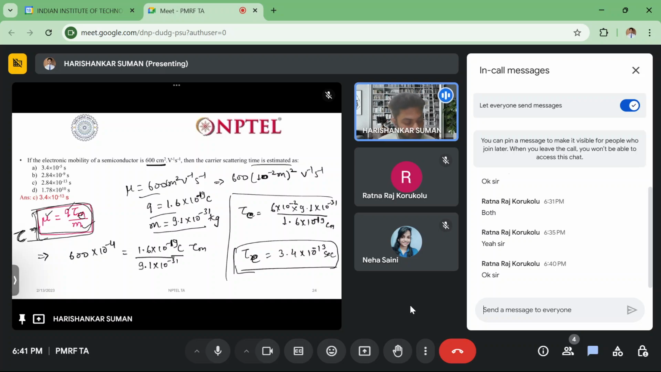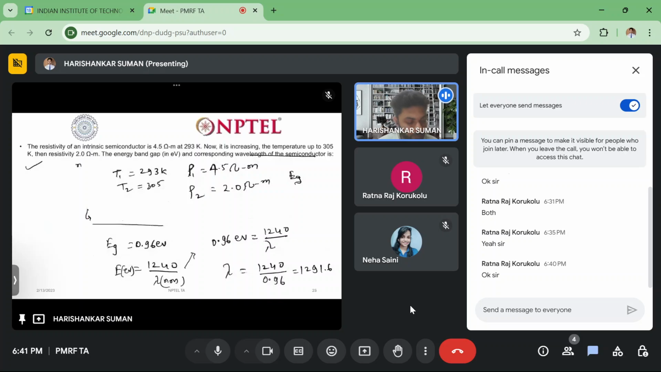So after calculation we will get this 3.4 × 10 to the power minus 13 centimeter. Next question, based on resistivity.